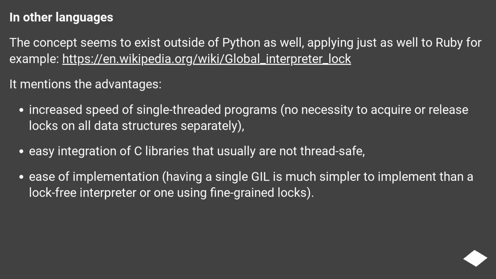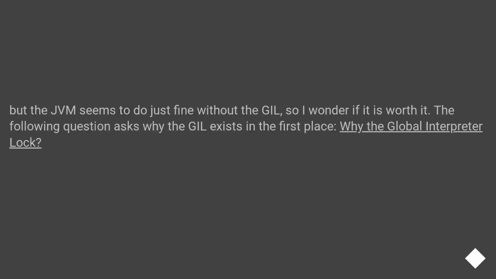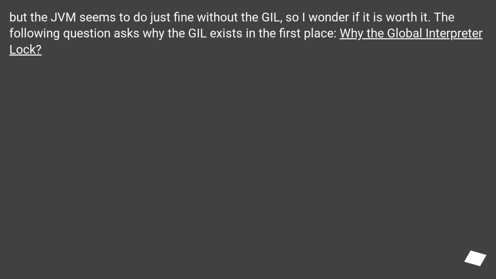In other languages, the concept seems to exist outside of Python as well, applying just as well to Ruby. For example, this URL mentions the advantages: increased speed of single-threaded programs, no necessity to acquire or release locks on all data structures separately, easy integration of C libraries that usually are not thread-safe, ease of implementation. Having a single GIL is much simpler to implement than a lock-free interpreter or one using fine-grained locks. But the JVM seems to do just fine without the GIL, so I wonder if it is worth it.